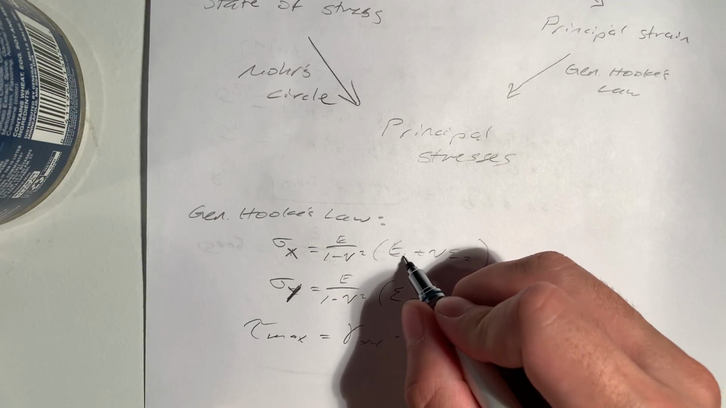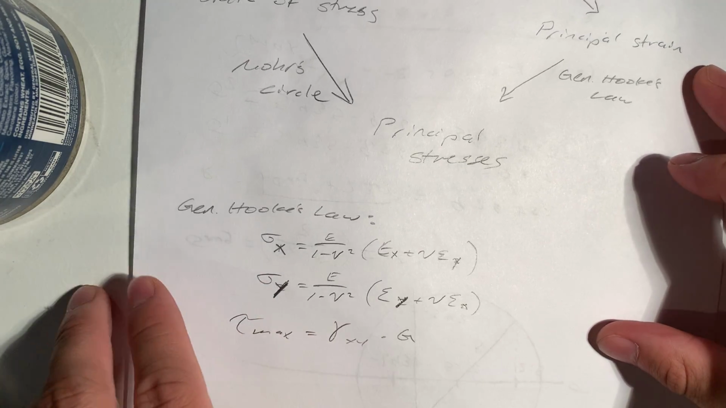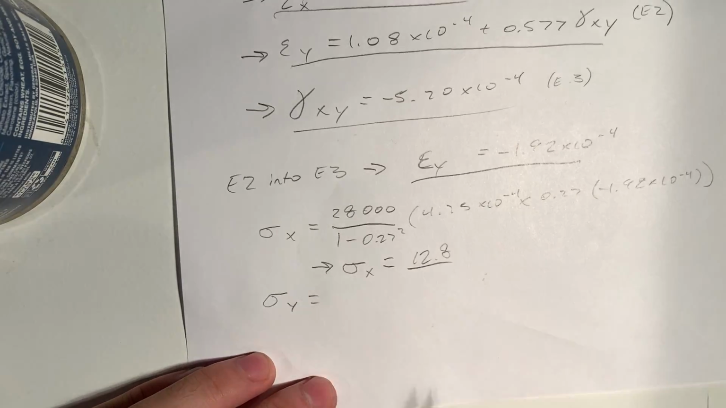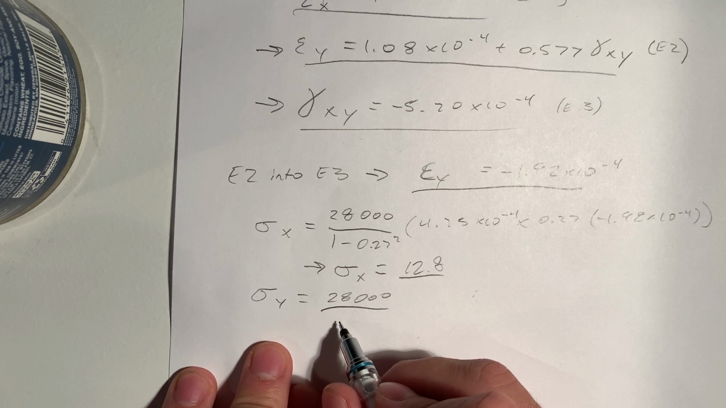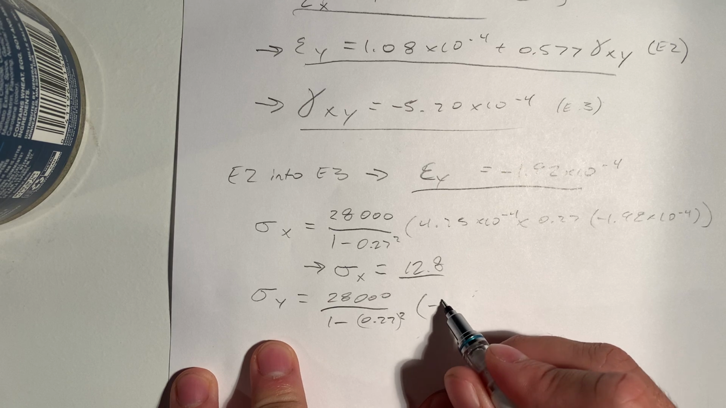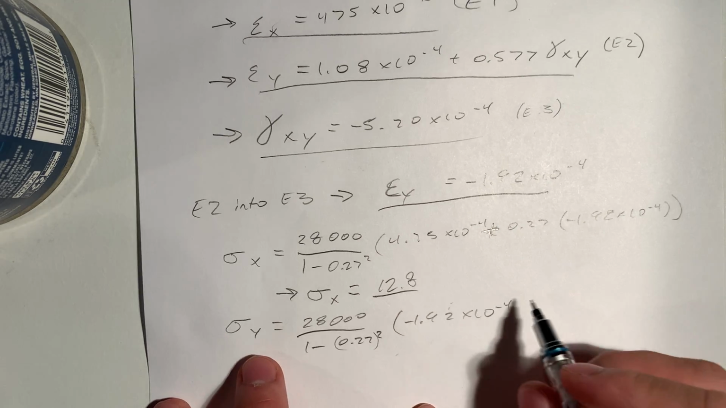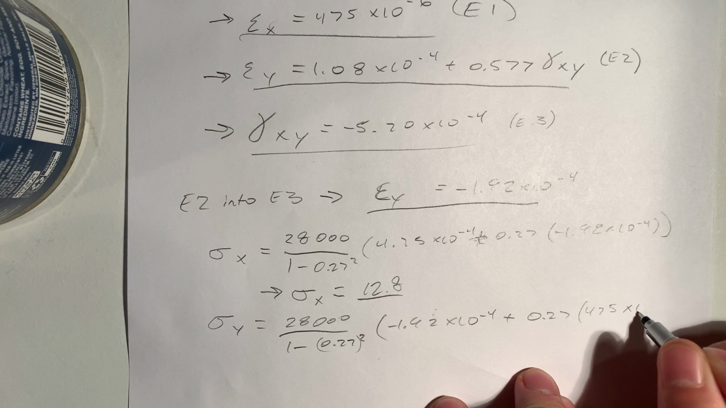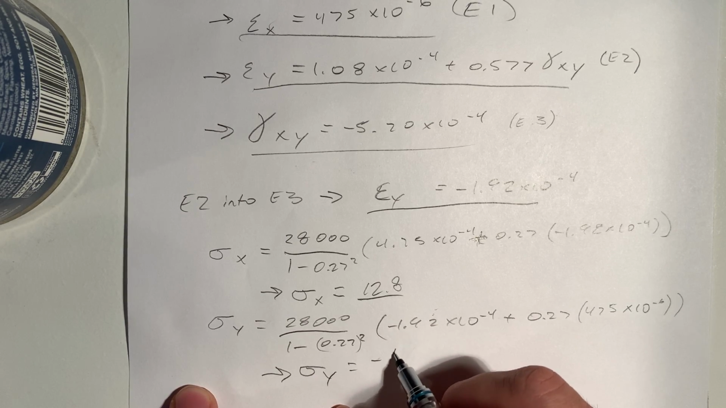Now, we do the same thing. These should also be like that. Now for solving for our state of stress for the y direction, it'll be, let's see, sigma y equals 20,000 over 1 minus 0.27 squared times negative 1.92 times 10 to the negative 4th. Sorry, this is a plus, by the way. Plus 0.27 times epsilon x, 475 times 10 to the negative 6. And this yields negative 1.93.